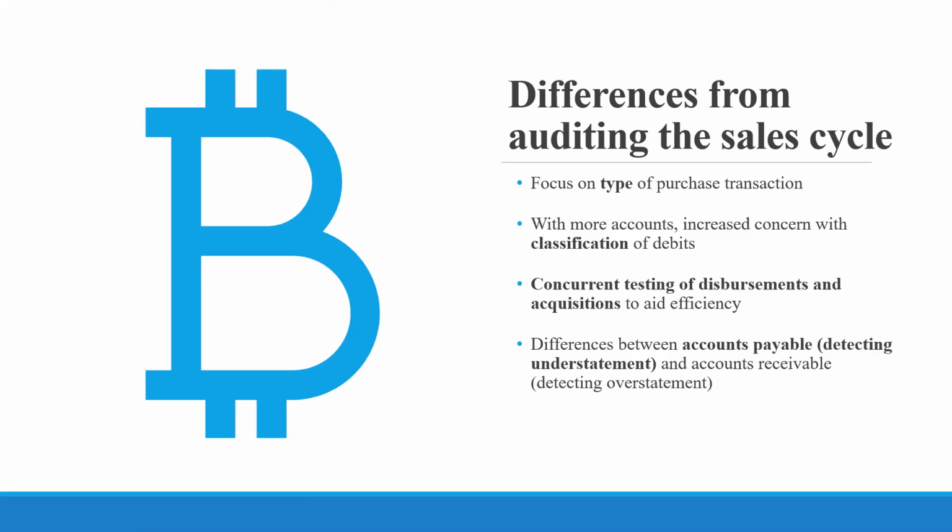So here what we want to say is, for purchases, in terms of the different types of items you purchase, the accounting consideration could be very different. So you should focus on the type of the purchase transactions. And also the classification issue would be a big concern for the company and also for the auditor.